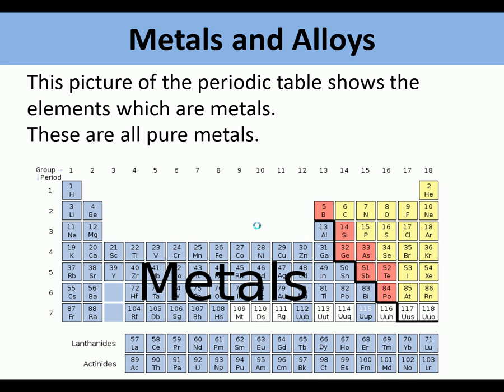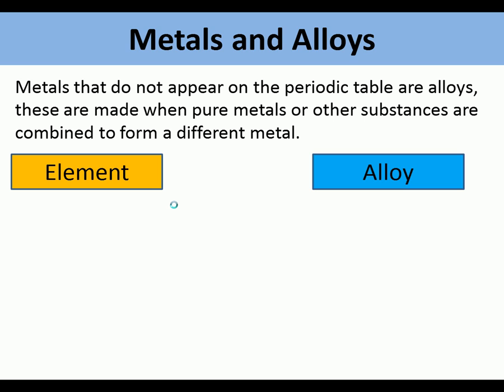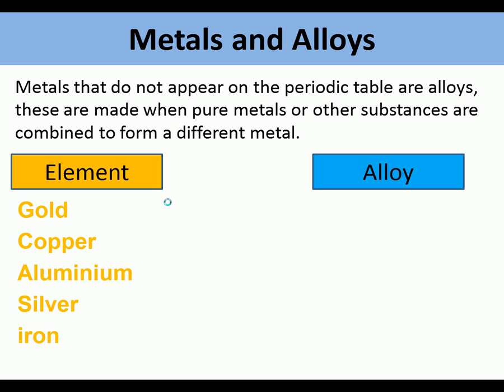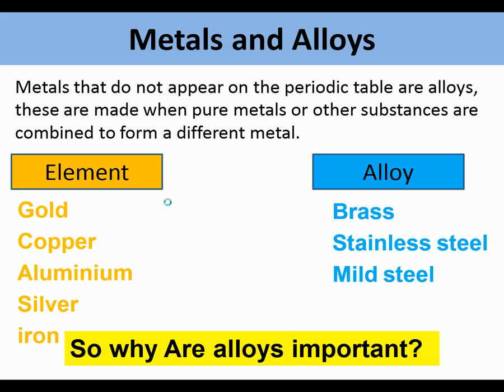This picture of the periodic table shows which elements are metals. So the elements here are metals, and these are all what we call pure metals. Metals that do not appear on the periodic table are alloys. These are made when pure metals or other substances are combined to form a different metal. So, elements: gold, copper, aluminium, silver, iron. Alloys: brass, stainless steel, mild steel.